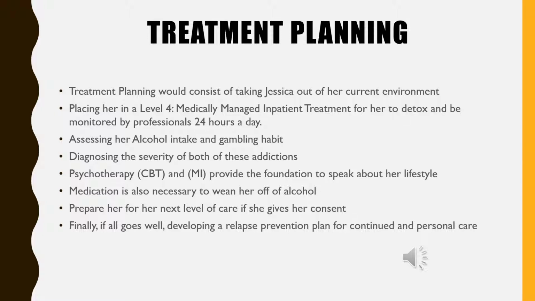The next part would be treatment planning. Treatment planning would consist of taking Jessica out of her current environment. For her, it's become a lifestyle. Her gambling habit, going to the casino, as well as drinking as much as she does. And she's been doing it for 5 years, so it's critical to get her out of that environment.